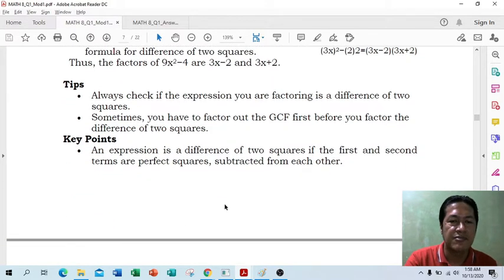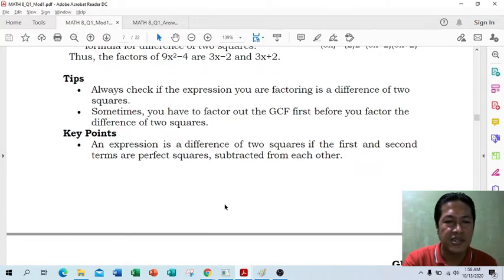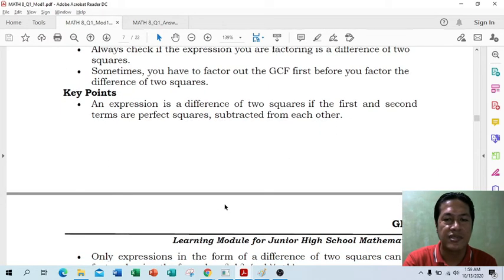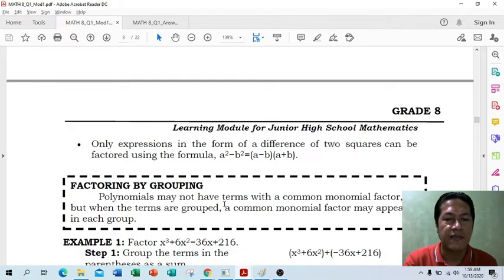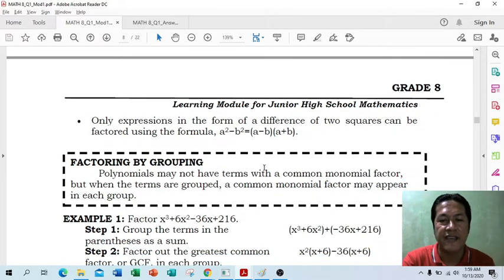Always check if the expression you are factoring is a difference of two squares. Check also: sometimes you have to factor out the GCF first before you factor the difference of two squares. Key points: an expression is a difference of two squares if the first and second terms are perfect squares subtracted from each other. Only expressions in the form of a difference of two squares can be factored using the formula.